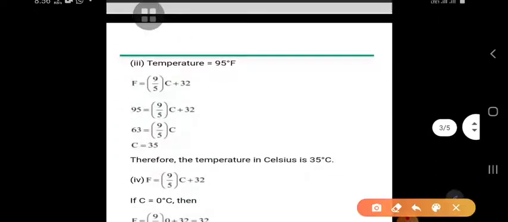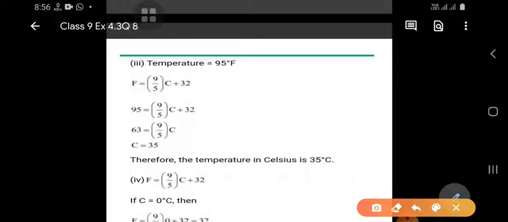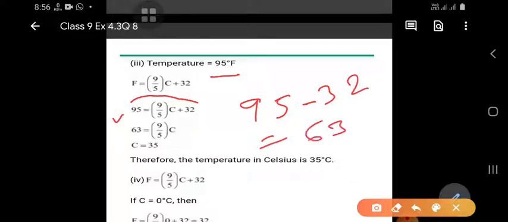Look at here, the value of F is 95 degree Fahrenheit, meaning the value of F is given. So we will put the value of F like here, 95. Then we transpose 32 from the right side to the left side. So 95 minus 32, that is 63.